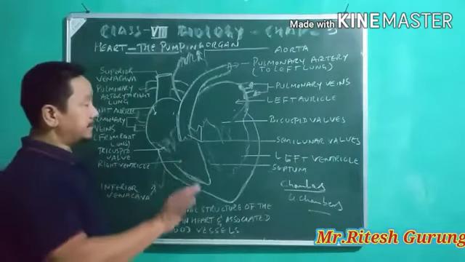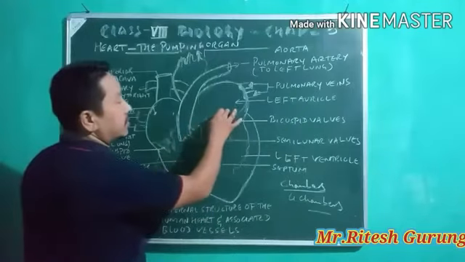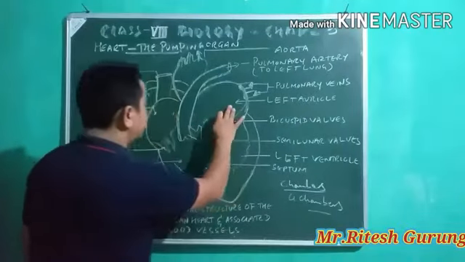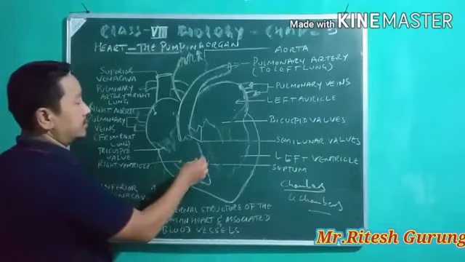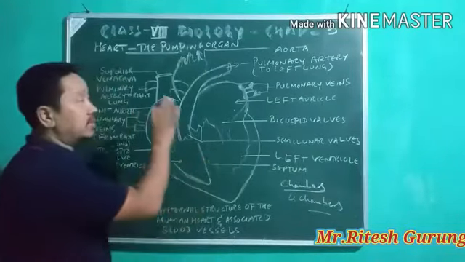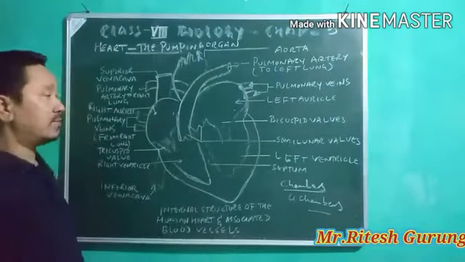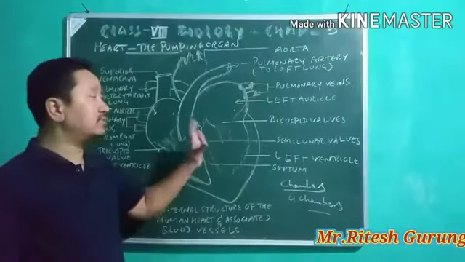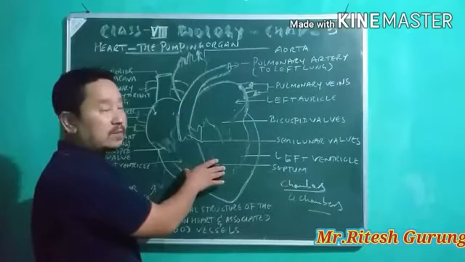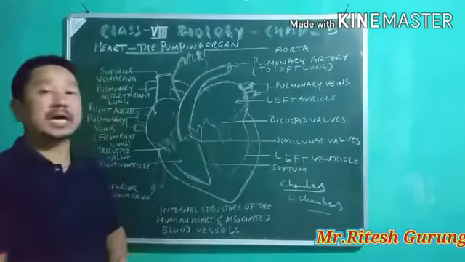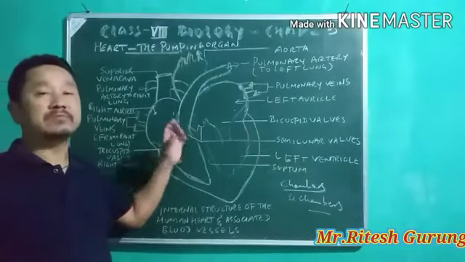Another thing you see here is that the left auricle and right auricle are separated from the lower chambers of the heart by means of valves. That means valves are there which separate the upper chambers and the lower chambers. Auricles and ventricles are separated by means of two types of valves.